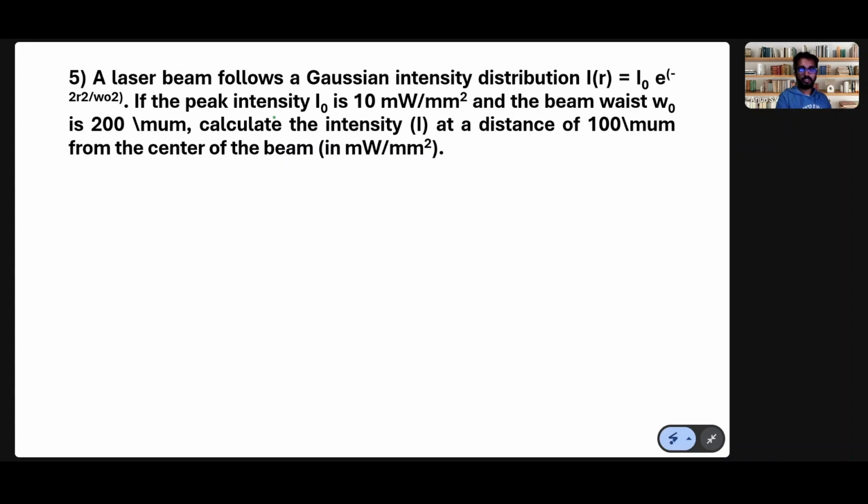So here we have mentioned your I naught. We have mentioned your beam waist, omega naught, which is 200, and we have also mentioned your r, which is 100. So I'm asking you to calculate I of r using this relationship. All you need to do is substitute and find the answer.